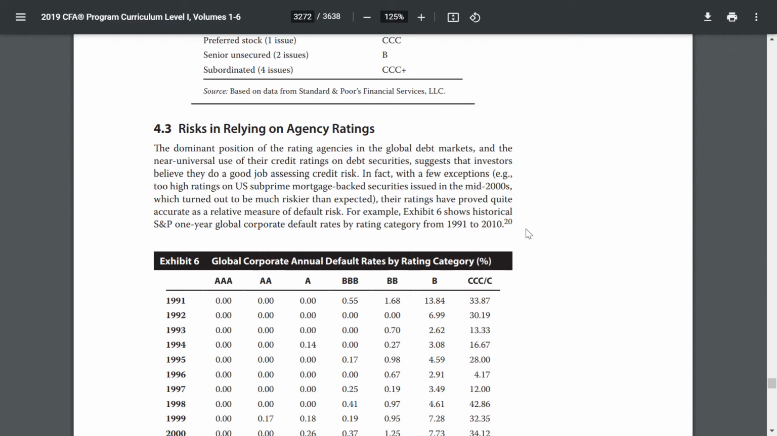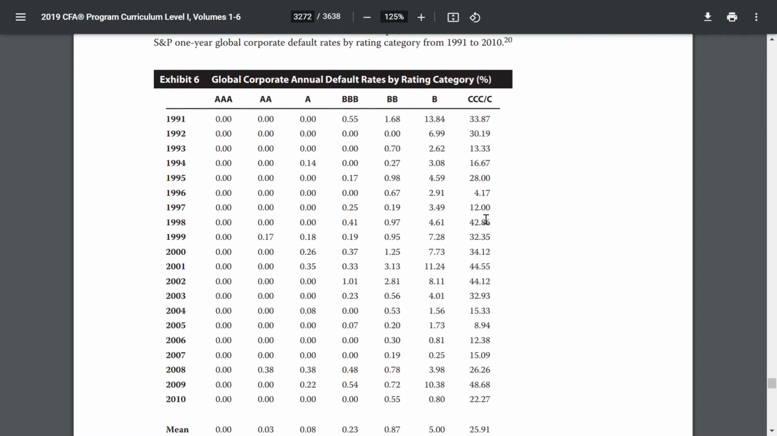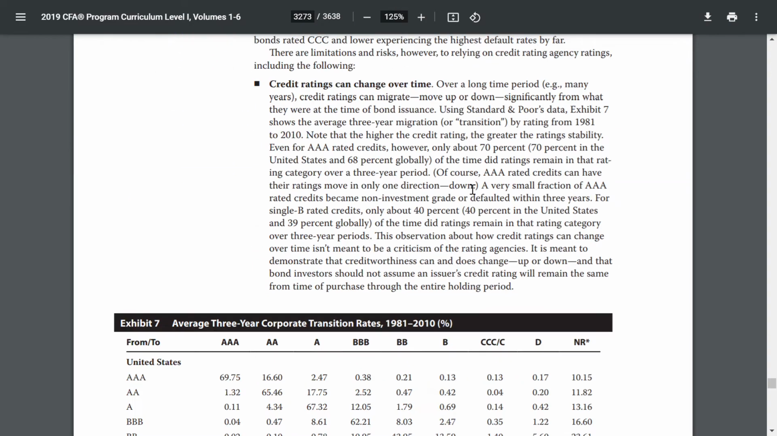Risks in relying on agency ratings. The dominant position of rating agencies in the global debt market and the near universal use of their credit ratings on debt securities suggest that investors believe they do a good job assessing credit risk. In fact, with a few exceptions, their ratings have proved quite accurate as relative measures of default risk. For example, Exhibit 6 shows the historical S&P one-year global corporate default rates by rating categories from 1981 to 2012. Okay.